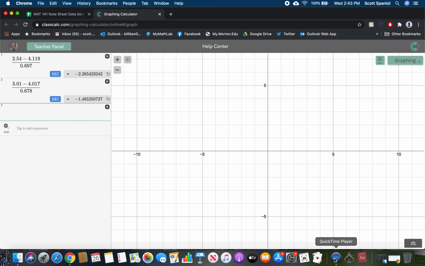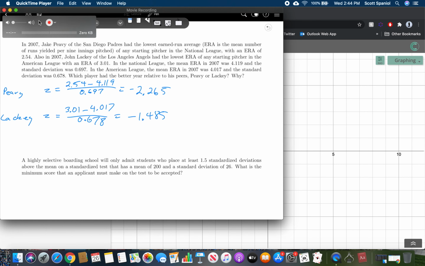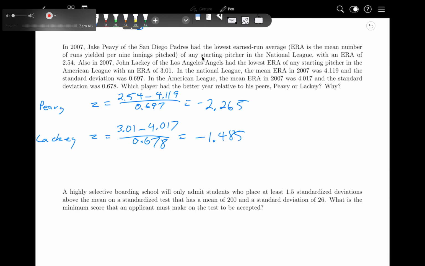Okay. So that means that Jake Peavy was negative 2.265 standard deviations below the mean, and John Lackey was negative 1.485 standard deviations below the mean. And in general, the person that had the better year is the one that falls farther from the mean. In this case, with ERA you want to be low because as a pitcher, you want to give up as few runs as possible. So the smaller number would be the better, doing better relative to his peers.